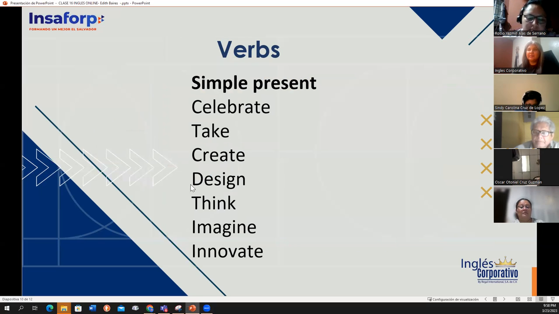Y aquí les traía otros verbos. Okay, celebrate, take, create, design, think, imagine, innovate.